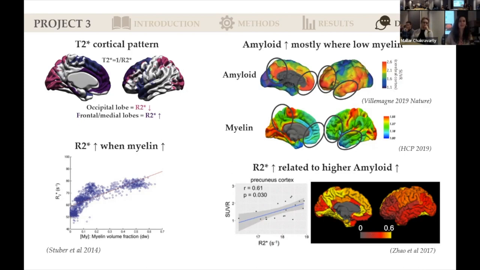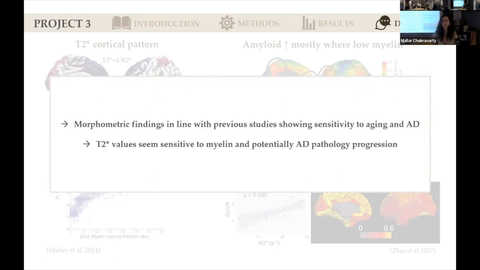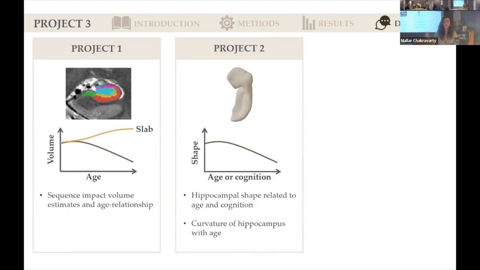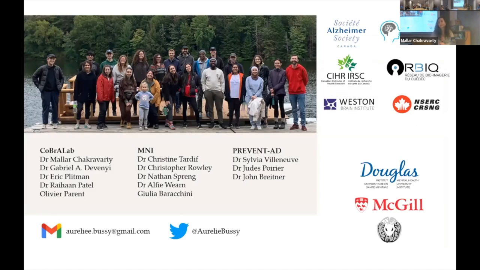Yeah. So that basically concludes my presentation. Overall, these T2 star values seem sensitive to myelin and potentially to Alzheimer's disease pathology progression. And so just to summarize my projects. In the first one, I demonstrated that the sequence impacts the volume estimates and the age relationship, so we need to be careful about that when we study aging or Alzheimer's disease. In project two, I related the shape to age and cognition and demonstrated that we might have this increased curvature of the hippocampus in aging. And finally, project three demonstrated this brain-behavior pattern of at-risk individuals, which seems to be pretty sensitive to the progression of our participants. And the brain microstructure, specifically T2 star, seems to be sensitive to aging and Alzheimer's disease progression. And with that, I would like to thank you all for your attention and thank my lab, collaborators and fundings. Thank you.